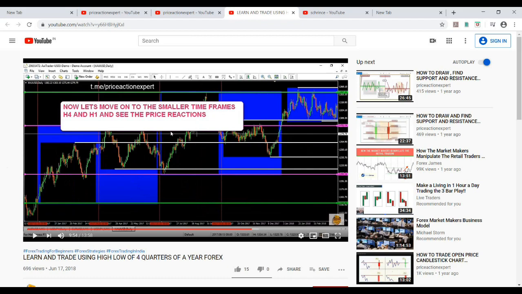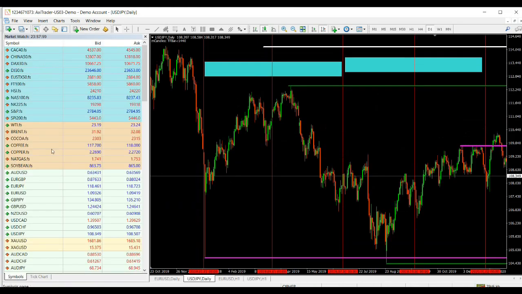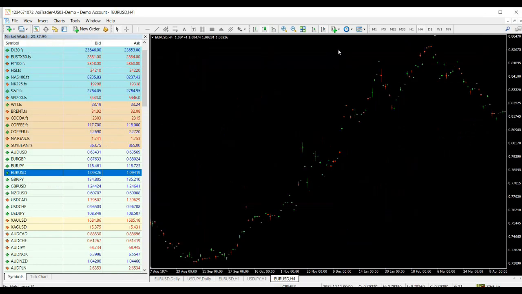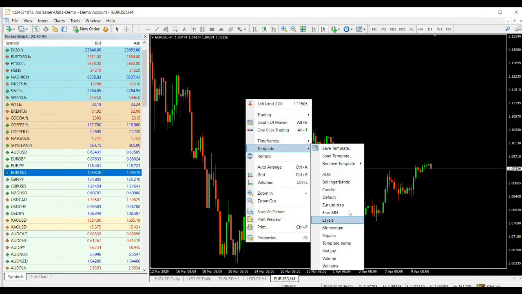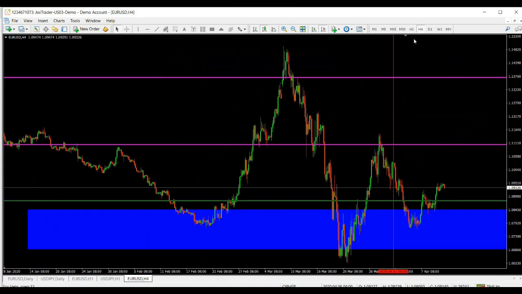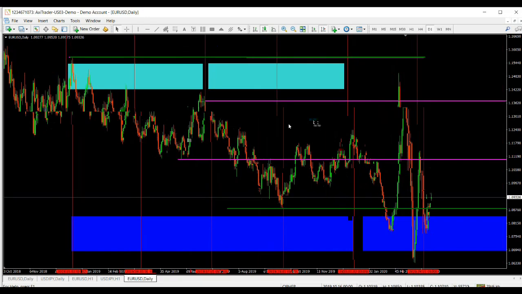You should mark this setup on your trading chart, in your trading pairs, Euro USD and USD JPY, and save it using a different template. It will be very helpful. See here, Euro USD template, Euro USD trap, I have named it. If I click that, I'll get the entire setup. I would suggest you do this.